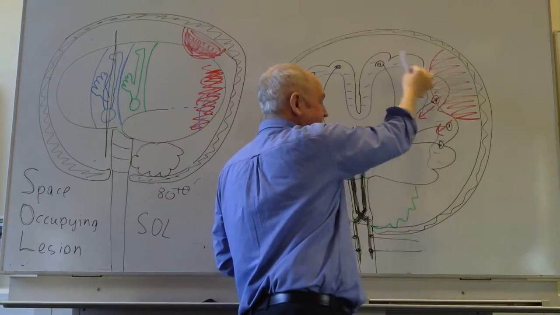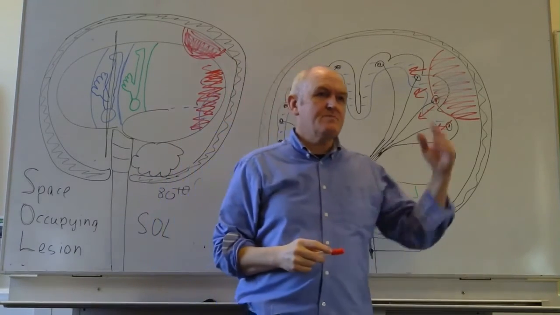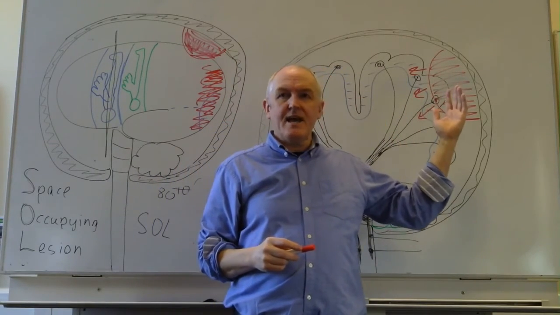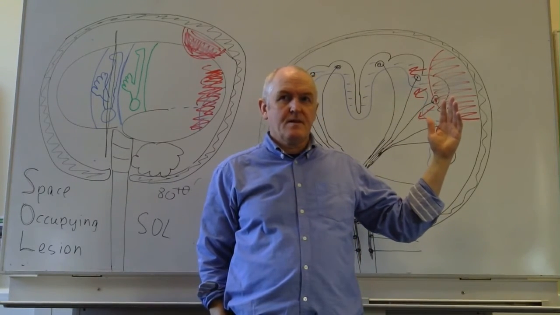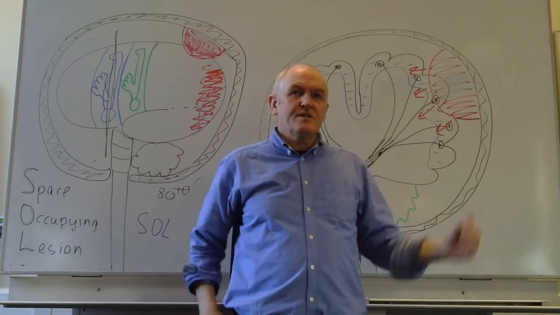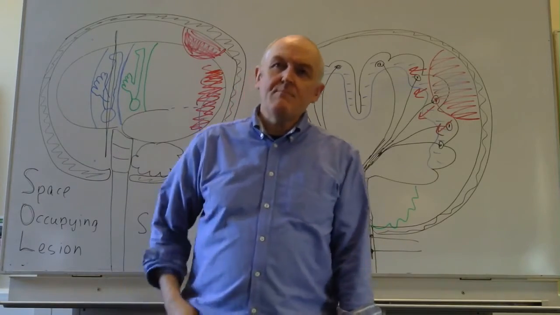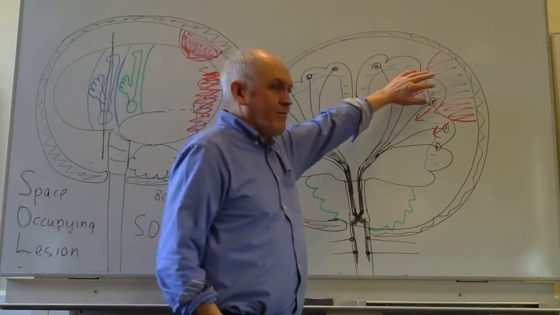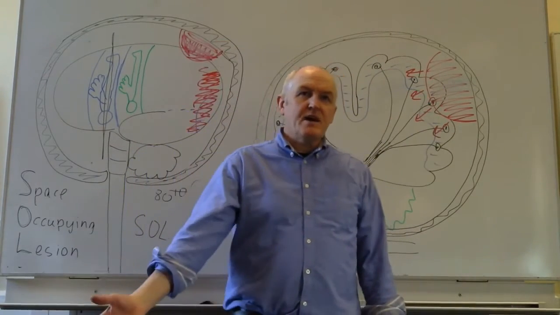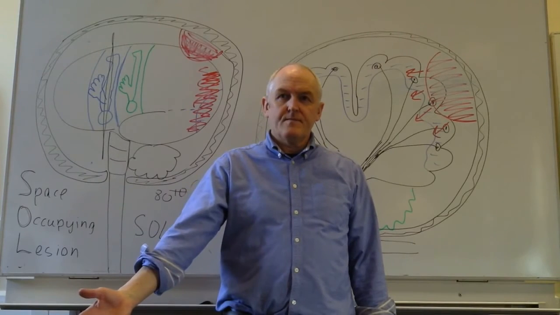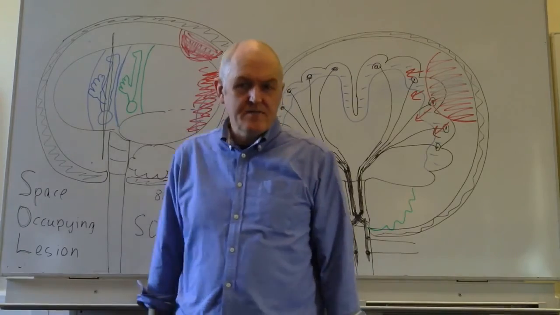And what cortex is this that it's pressing on? Motor cortex. So can you see this means that if there's a space-occupying lesion in the left, it's going to compress the left motor cortex first. We know that the left motor cortex controls the right-hand side of the body. So can you see that might mean that this isn't working properly? If this isn't working properly, that might mean that the right side of the body is not working properly. And what you notice first is weakness. One side of the body becomes weaker.